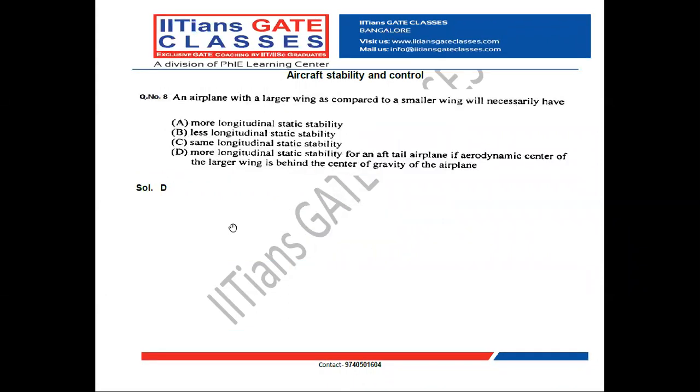So in that, the first question is question number 8. An airplane with a larger wing as compared to a smaller wing will necessarily have: Option A, more longitudinal static stability. Option B, less longitudinal static stability. Option C, same longitudinal static stability. Option D, more longitudinal static stability for an aft tail airplane if the aerodynamic center of the larger wing is behind the CG of the airplane.